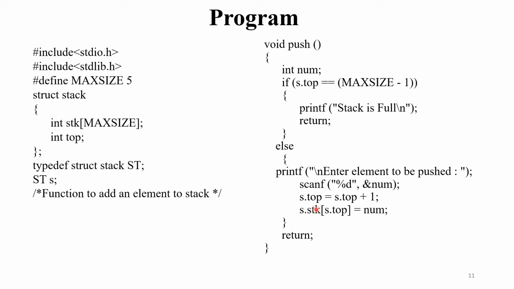Next is s.top = s.top + 1. If we insert a new value in the stack, then top is incremented by 1. We insert the value in that particular position, where top is pointing. So right here, s.stk[s.top], where top is pointing, we insert num in that position. Next is return.